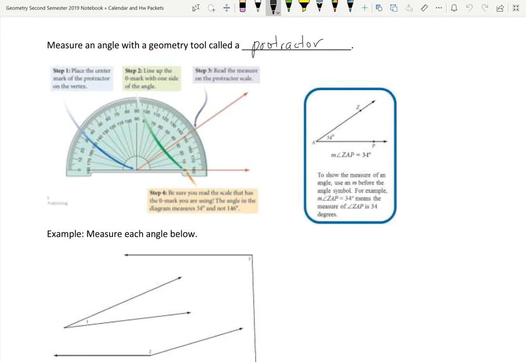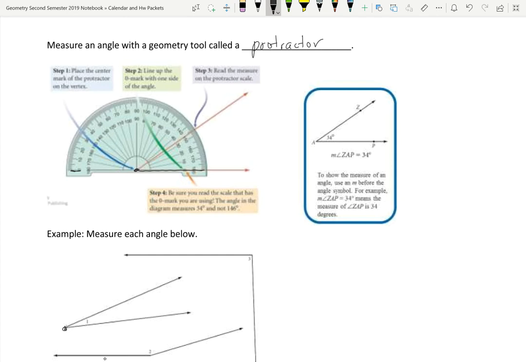But basically, you have a center mark here, and you want to line that up with the vertex. So you take that center mark and put it right on this vertex. So I was doing this angle right there. And then there's a 0 mark over on both sides of this protractor.